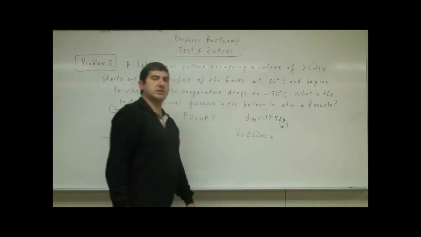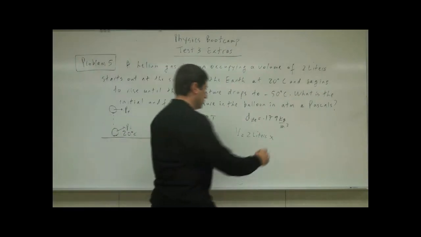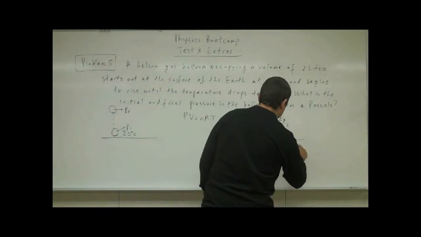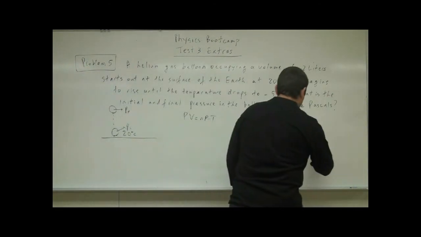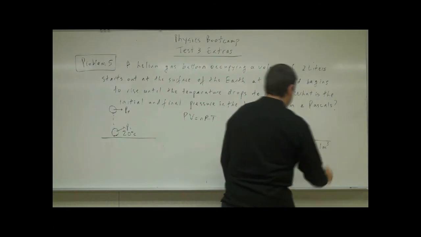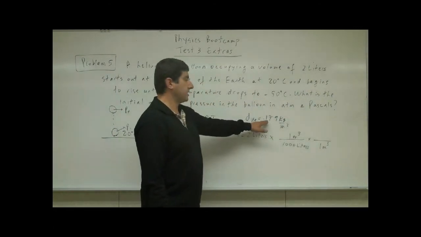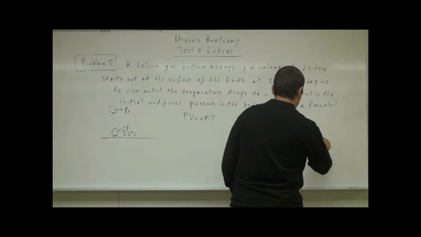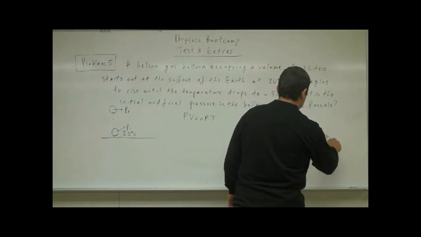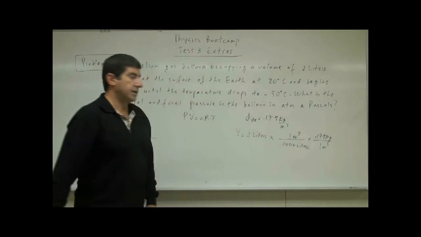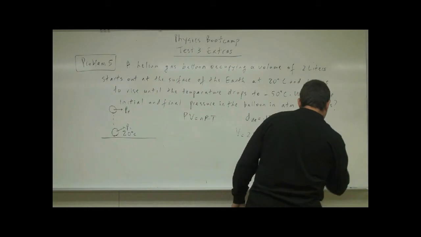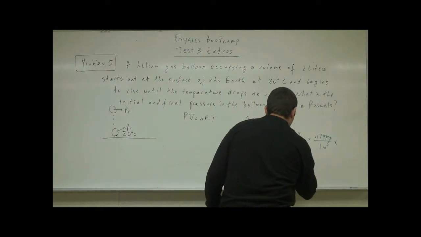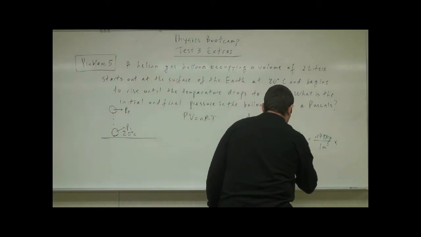What's the conversion between a liter and a meter cubed? We know that 1,000 liters is 1 cubic meter, right? And then 1 cubic meter of the helium has a mass of 0.179 kilogram. And of course 1 kilogram is 1,000 grams. I'm going to put it down here. 1 kilogram is 1,000 grams.